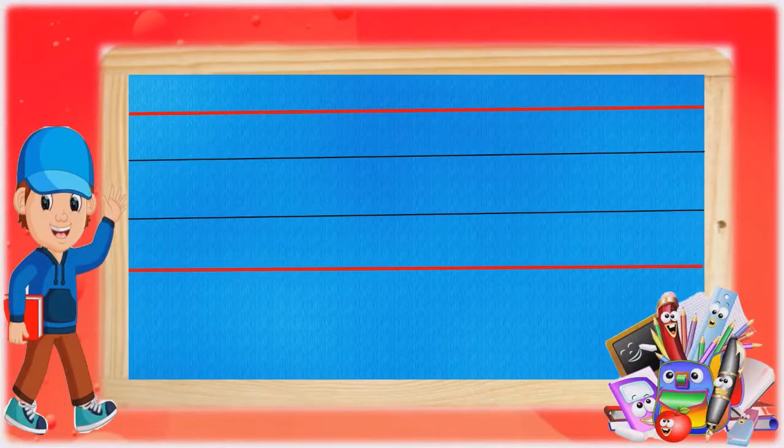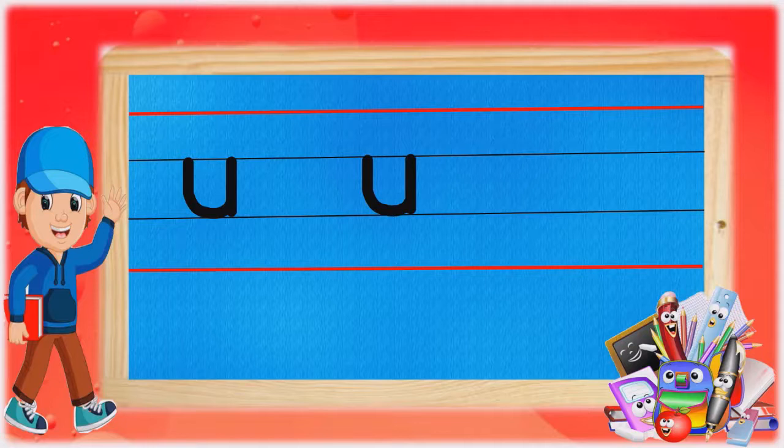Now we will write small u. A small curve with a standing line makes a small u. Again we write a small curve with small standing line makes u, small u.